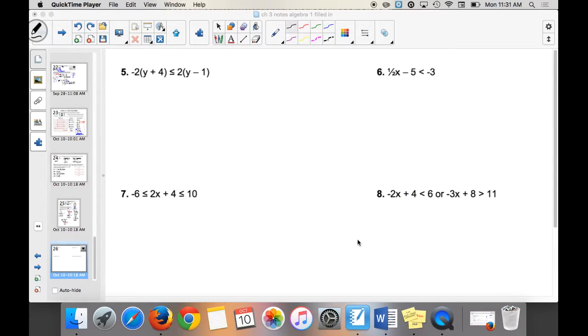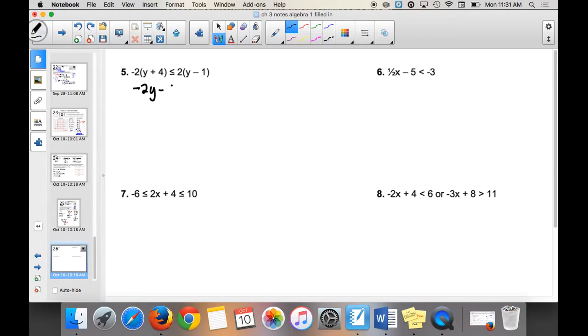First, distribute the negative 2. So you should have negative 2y minus 8 is less than or equal to, and distribute the 2 as well. So you're going to have 2y minus 2, like that. Which side did you take the y's on? Did you put them on the left side or the right side? The right side, so you added 2y to both sides. So you get negative 8 is less than or equal to 4y minus 2.